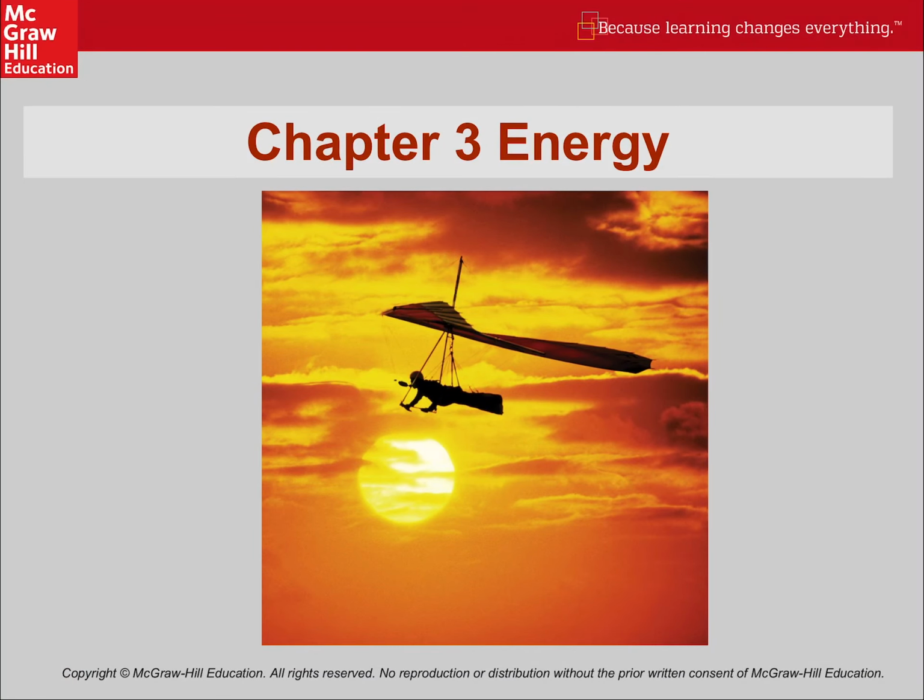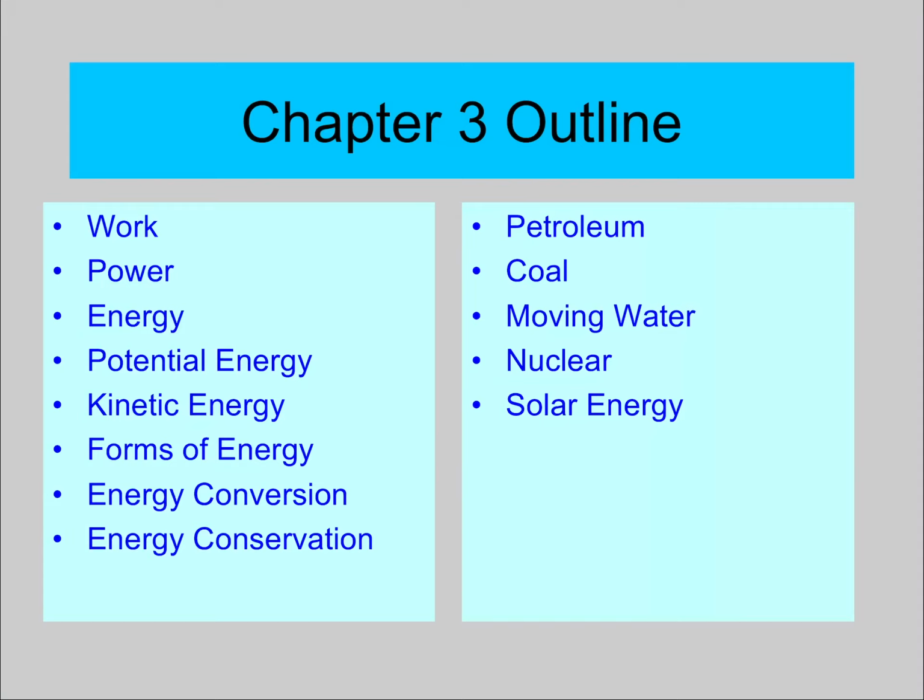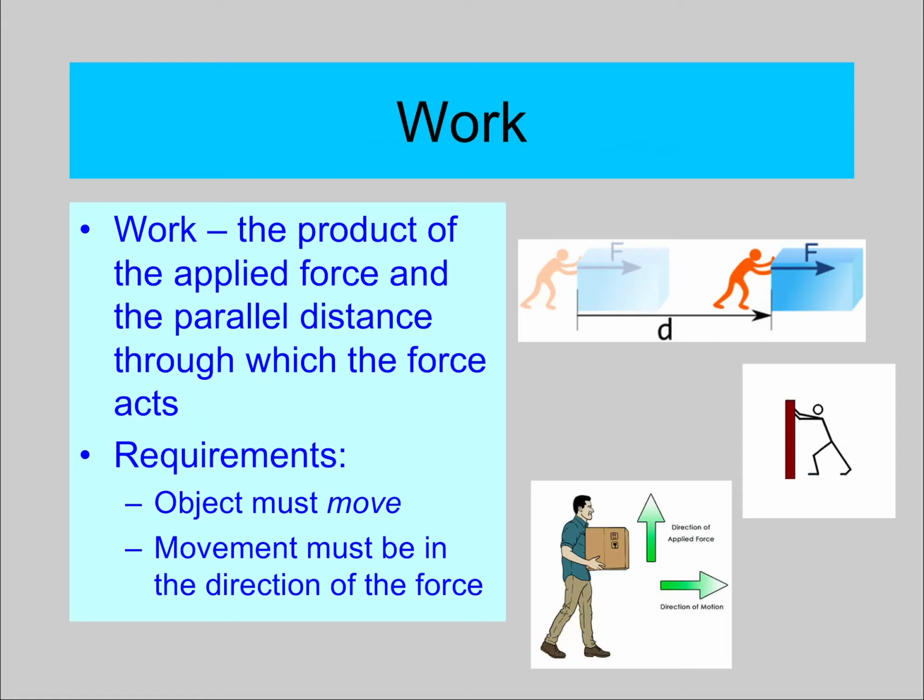So in Chapter 3, we're going to talk about energy. The Chapter 3 outline is going to include work, power, energy, potential energy, kinetic energy. Then we'll talk about forms of energy, energy conversion, and energy conservation, petroleum, oil, moving water, nuclear, and solar energy.